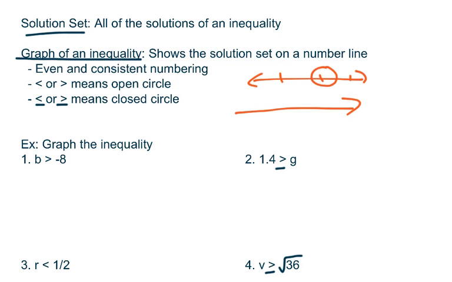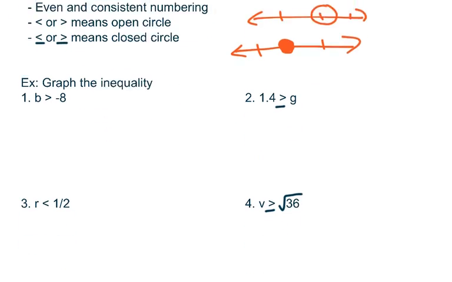If you have an "or equal to" part, less than or equal to, or greater than or equal to, that means now you can include that number and you're going to have what's called a closed circle, or basically you just fill in the circle and then you go from there. Now it says you can have that number, that is a solution. So let's try a few here.